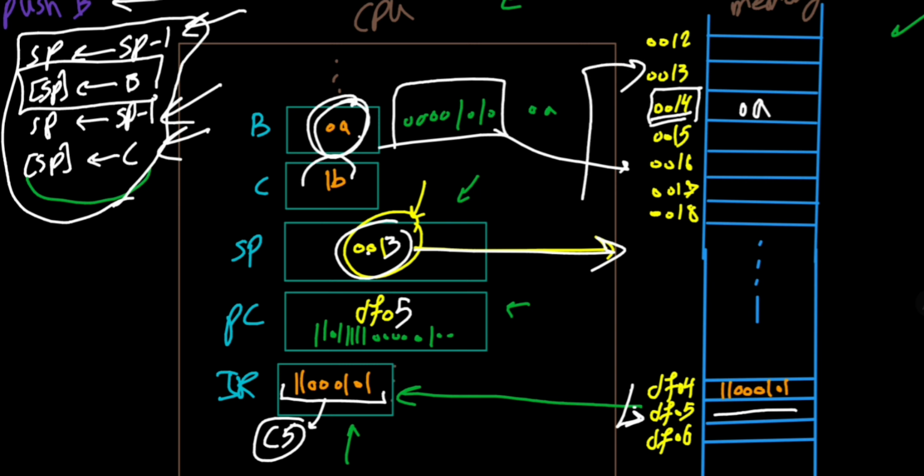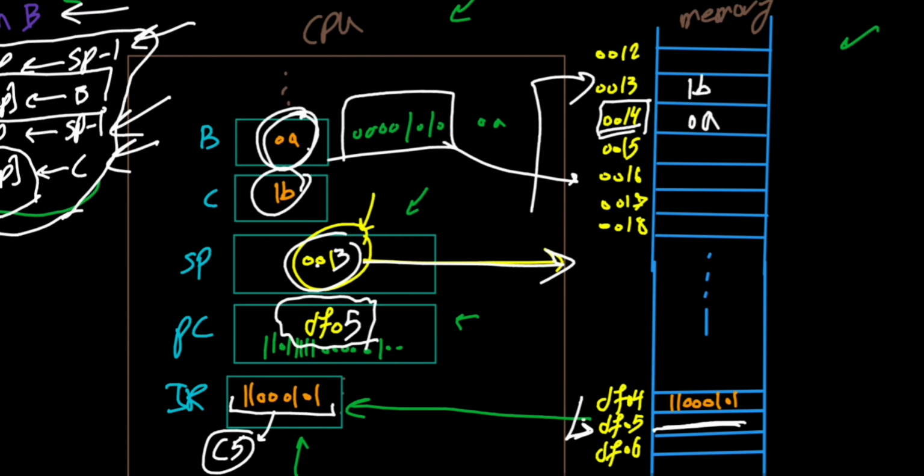Whatever is in the C register, which is 1B, would go to the memory cell that SP has selected. So here we would have the value of 1B, and the push has now been completed. Therefore, whatever counter is there would be reset, and in the next cycle the CPU would fetch whatever instruction is at the memory cell of DF05. So this was the execution of push B.